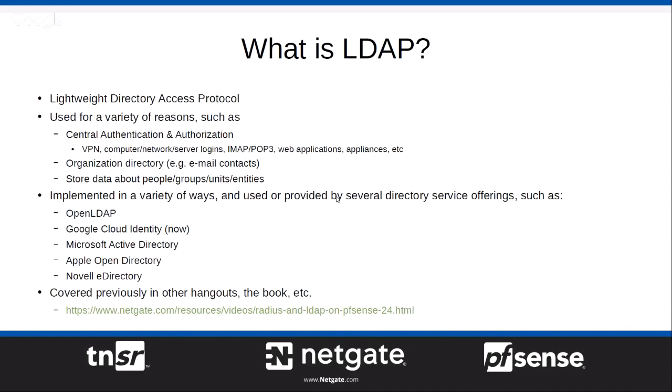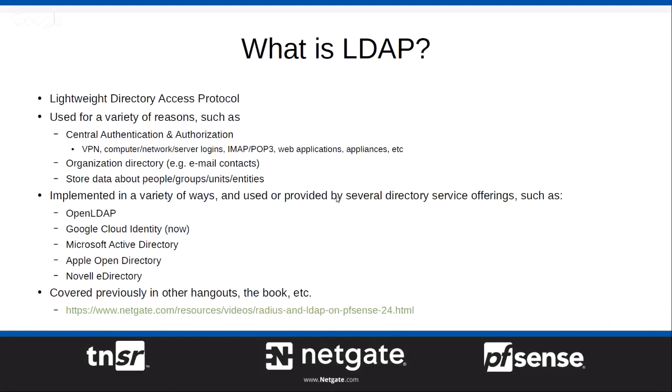You use it for a lot of different reasons, primarily central authentication, saying, okay, is my login okay? Send me your username and password. It says, okay, yeah, that's a valid login. And then authorization, as in, okay, this user is a member of these groups. And then you map those group permissions out to privileges on the firewall. Very common uses of this are OpenVPN or IPsec, just VPNs in general, computer or server logins, IMAP, POP3 type things, web applications, appliances, etc.